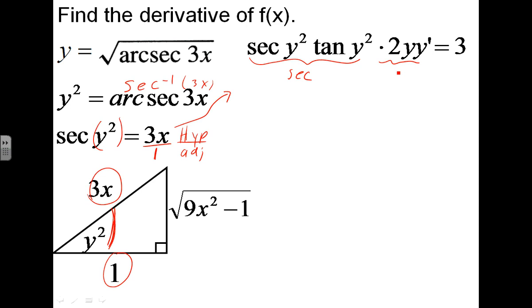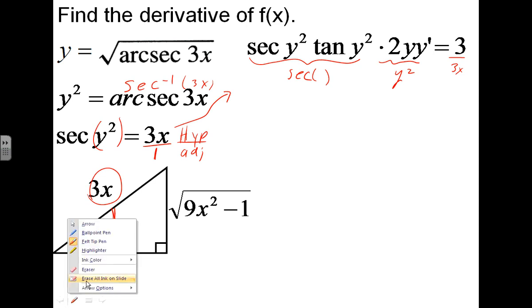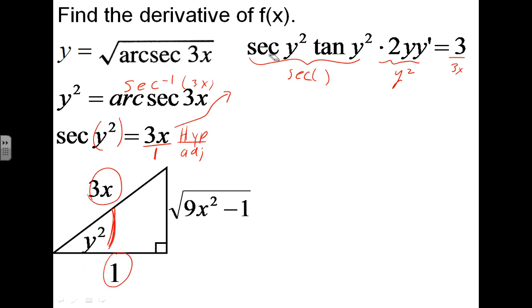The 2y y prime is the derivative of y squared, and obviously the derivative of 3x is going to be 3. All right, so that's what we took the derivatives of to get that. The derivative of secant of an angle is going to be secant tangent. And then you have the 2y y prime. Good. I think we're catching on. We can do it.